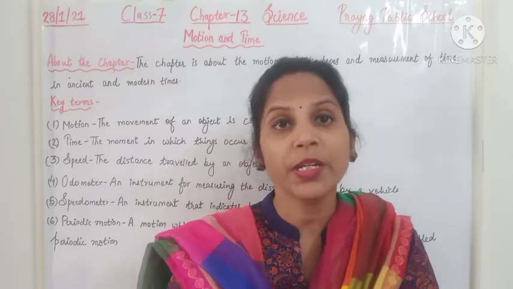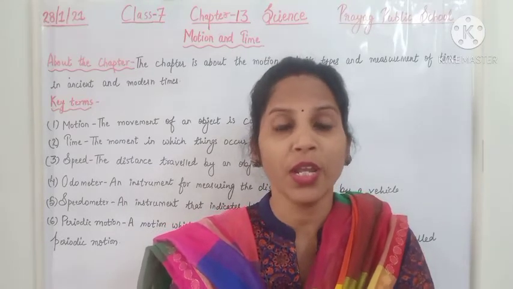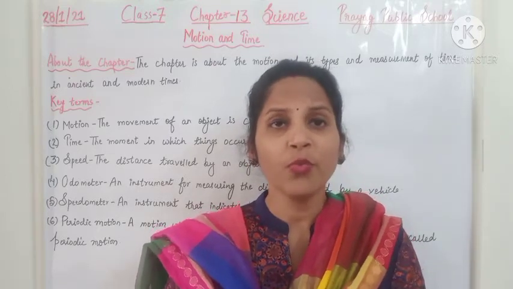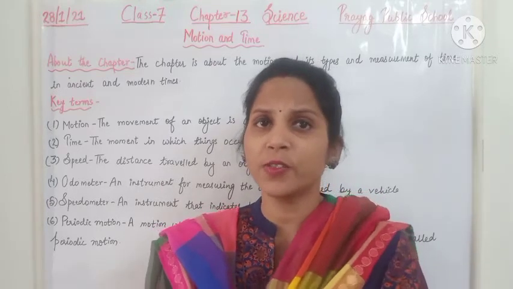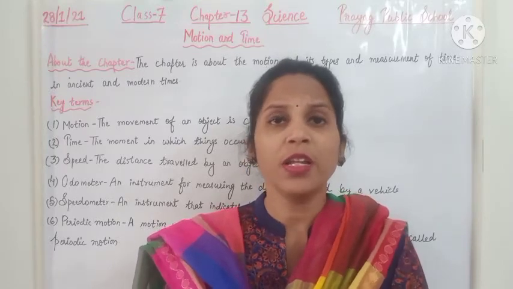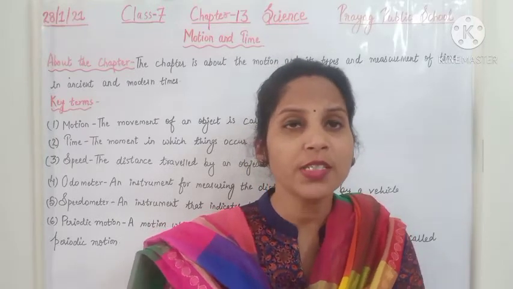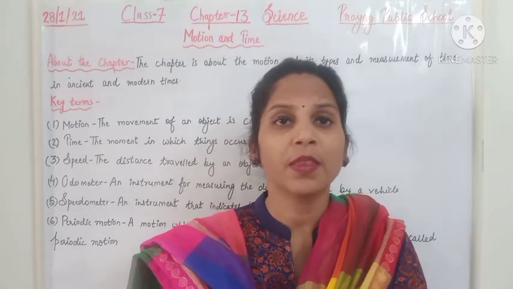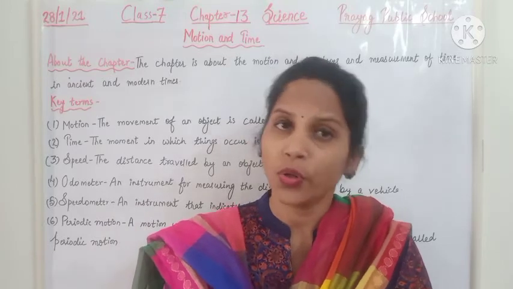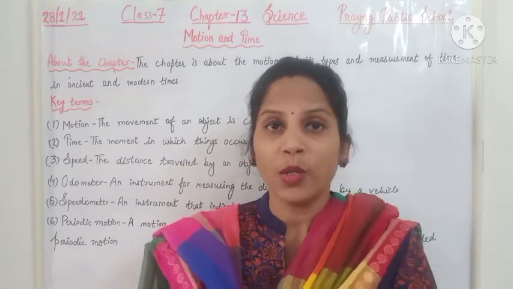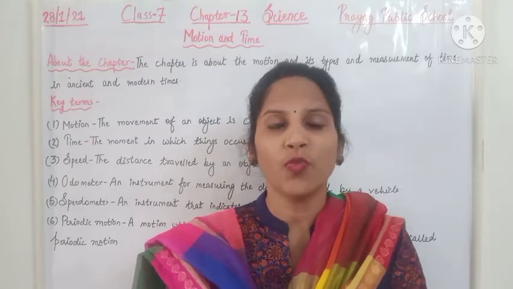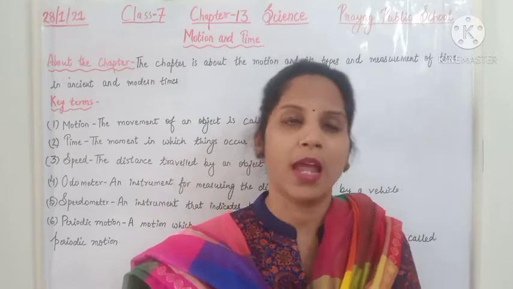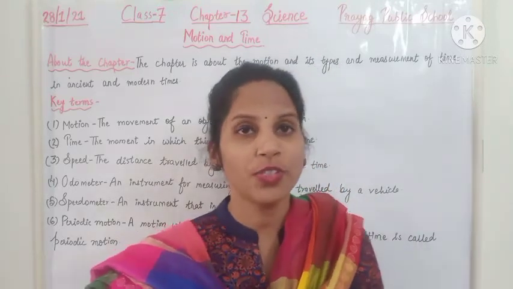We have also studied the distance time graph. In the distance time graph we have studied that when an object is moving with a constant speed, the distance time graph will be a straight line. When the object is not moving with a constant speed, the distance time graph will be a curved line. And when an object is not moving, that means it is stationary, the line is horizontal to the time axis.